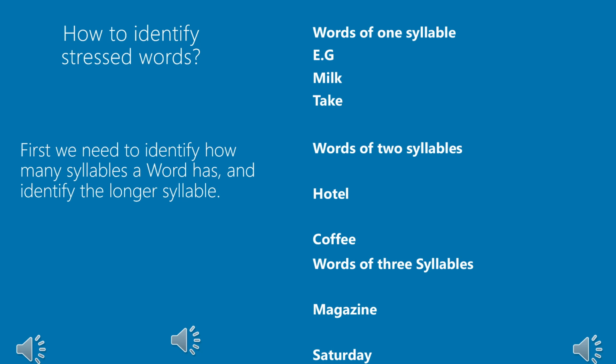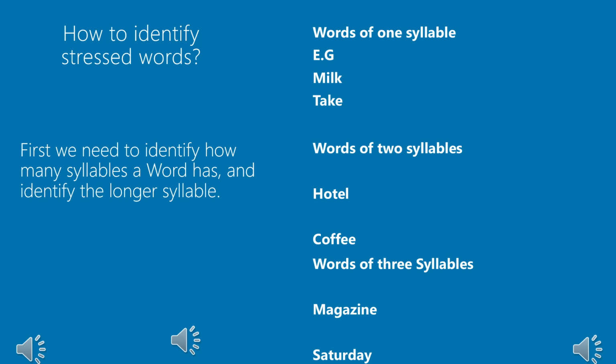Then we have, for instance, the words of two syllables. With words of two syllables, we need to identify first which syllable has the longer vowel sound. For instance, we have hotel, we have ho and tel, and we can identify that the stress falls on the second syllable: hotel. Then we have, for instance, the word coffee, and we can actually identify that the stress falls on the first syllable: coffee.